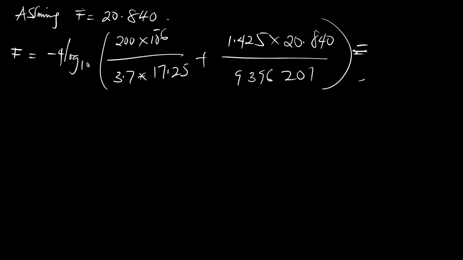So we have minus 4 log base 10. We have 200 times 10 raised to power minus 6 divided by 3.7 divided by 17.25 plus 1.425 times 20.84 divided by 9,396,201 bracket close equal to, now we have 20.804. So we have 20.804.